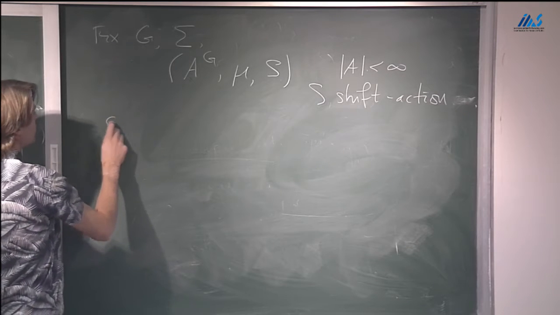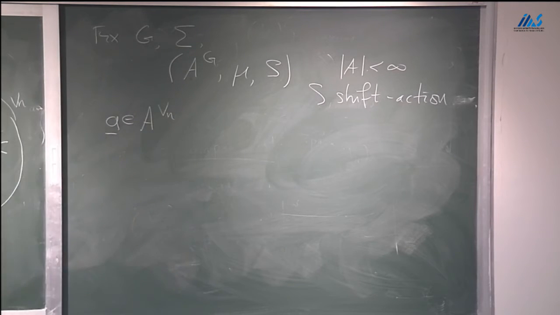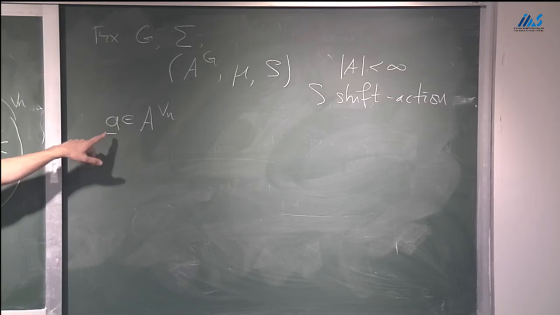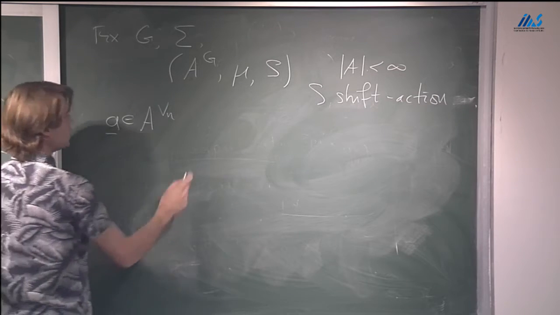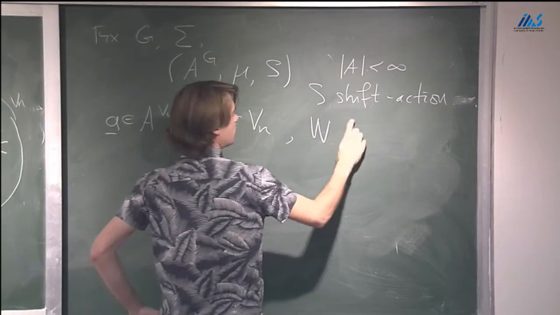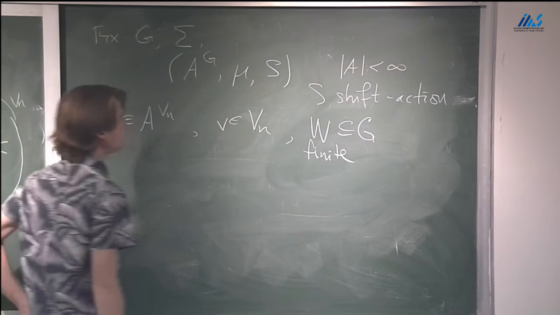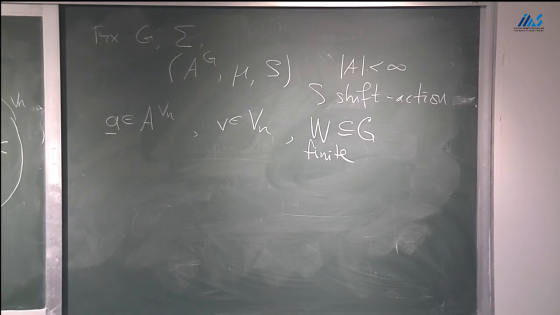So first of all, let's suppose we have an element of A to the Vn. Now, if I'm being careful, I'll try and remember to write elements of A to the Vn as a bold letter to tell you that that's what they are. And let's also fix a vertex in Vn and a finite window in the group. Okay. So now I've told you that once n is large, you have your finite patch, your finite window W in the group. Then there's a corresponding window around most vertices that's a copy of the Cayley graph restricted to that window.